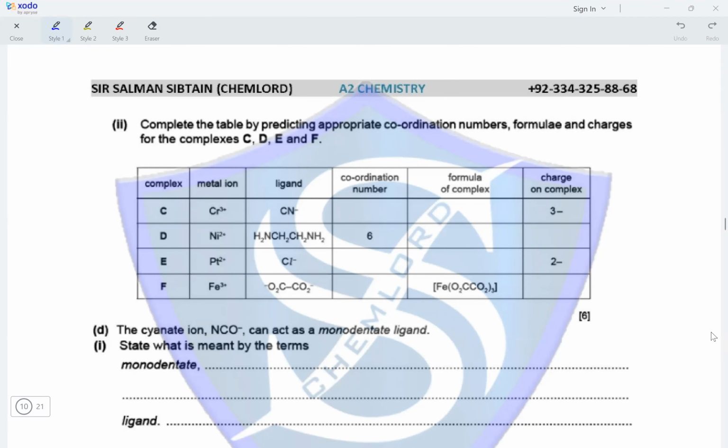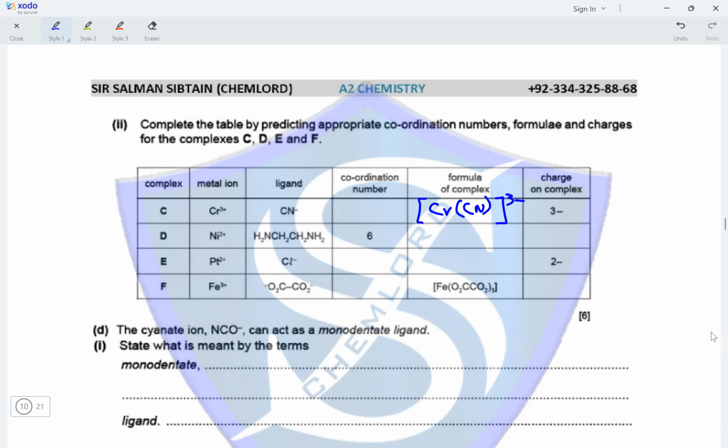Complete the table by predicting appropriate coordination numbers, formulae, and charges for the complexes C, D, E, and F. So we have been given the metal ion with its charge, the ligand, the coordination number has to be put, the formula of the complex has to be made, and the charge on the complex has to be determined. So with complex C, we've got Cr3+ ion and CN- ion. So CN- ion means it's a monodentate ligand, and Cr, CN. So the number of CN has to be determined. This will be determined by the charge.